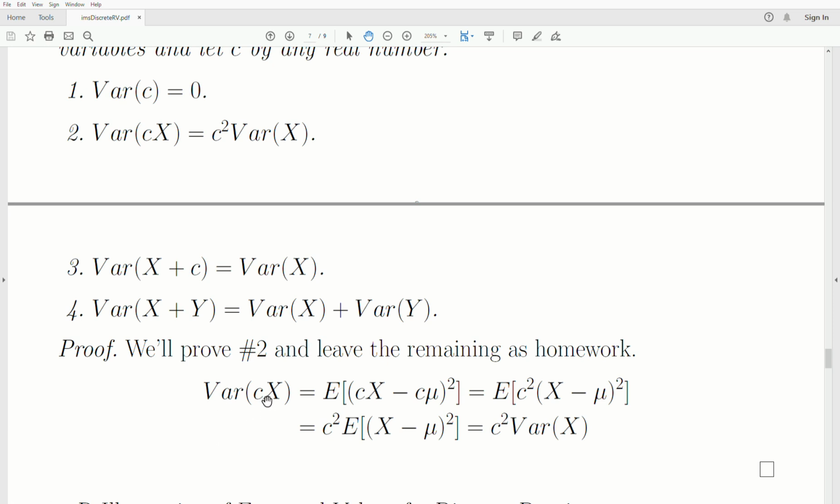So the variance of cX is the expected value of (cX minus c mu) squared, but the c can be factored out and then taken out of the squared, and you get this: expected value of c squared times (X minus mu) squared. But since c squared is a constant, it can come out front. But then that just leaves the definition of the variance of X, and so the result follows.